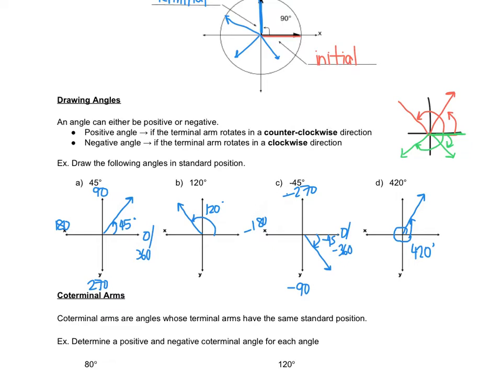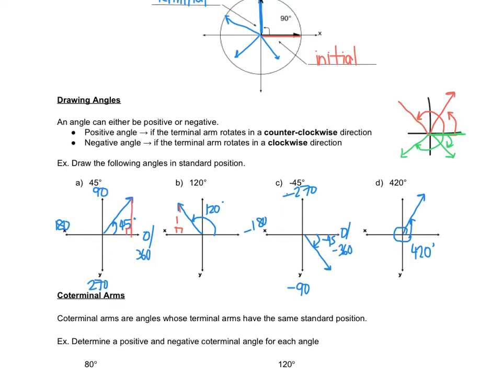Now, wherever you draw your terminal arm, you can always create little triangles out of it, and that's going to be important later on. So I'm just going to look at example B, and I can draw a right triangle in there. So from this right triangle, I can set up any trig ratio for 120: sine 120, cos 120, tan 120. And I can do it for the 45 as well.